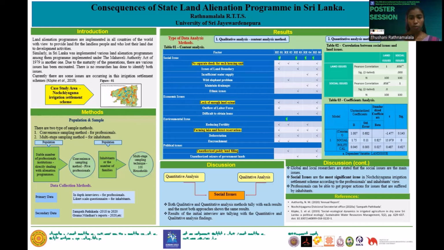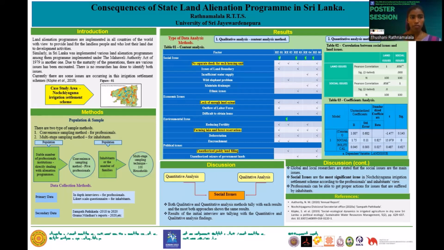Among the professional population, 5 professionals who highly deal with the land alienation program were selected using the convenient sampling method. A multi-stage sampling technique is applied to the inhabitants. Qualitative and quantitative data collection methods are used as the basic source of data collection. Primary data and secondary data can be obtained using both methods.